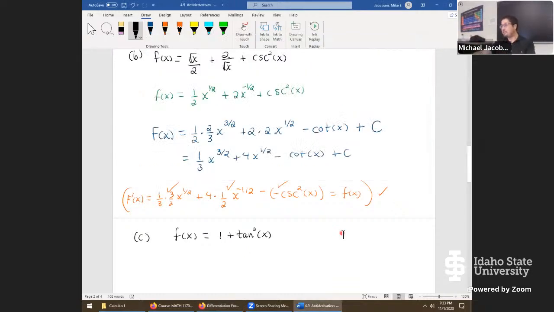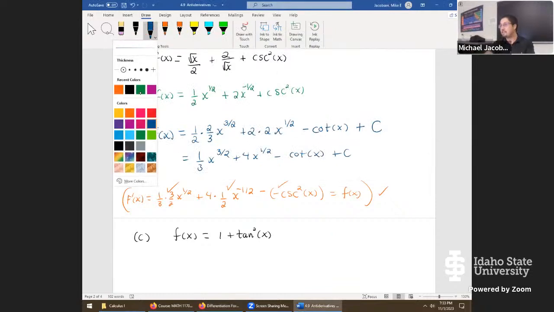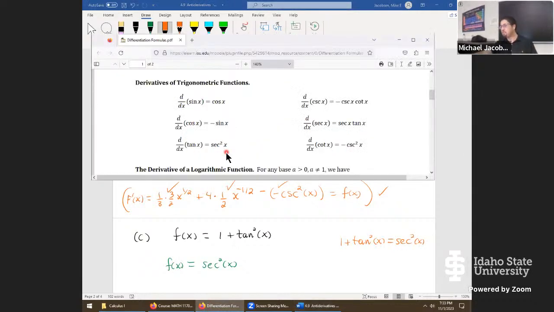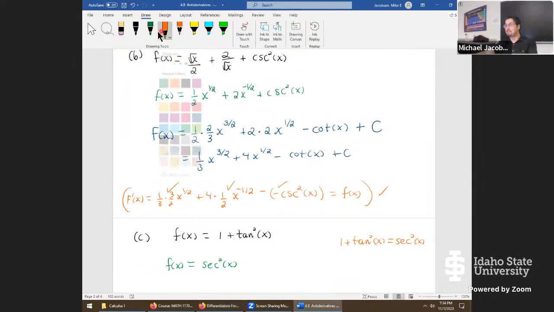So let's start off. It turns out 1 plus tangent squared x is a Pythagorean identity, and it's really equal to secant squared of x. Let's write down that identity. 1 plus tangent squared x is secant squared x through the Pythagorean identities. And that means suddenly that's on the table. The antiderivative of 1 plus tangent squared is tangent. That is really, really weird, right? But let's go through the motions.